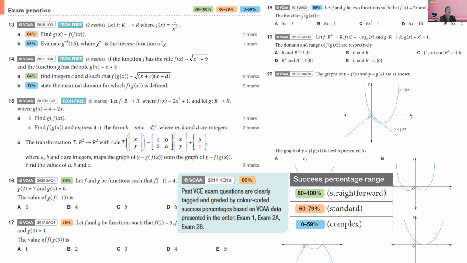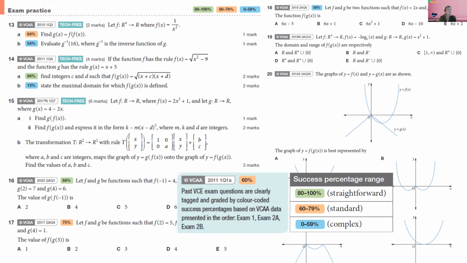So we've also color coded them. Anything over 80 is a green straightforward question. Most questions are between 60 and 79%. They're standard orange questions, and anything below 60 is a complex blue question. Within each exam, we've tried to rank the questions in order from easy to hard. So you'll find the green or orange questions first, and you'll find the blue questions last.